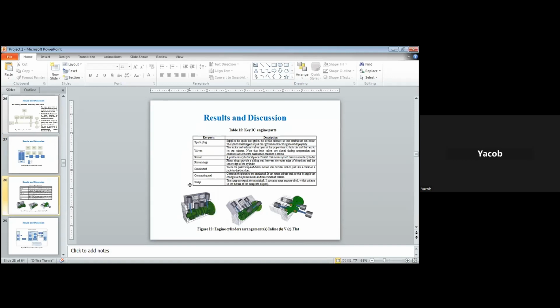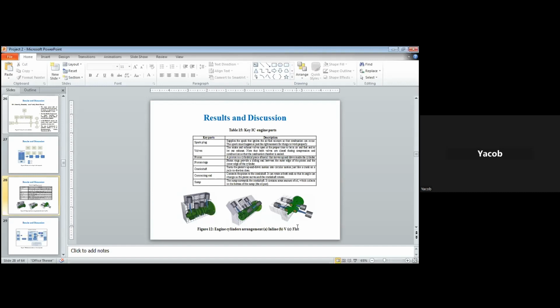So, as mentioned, the main component is the IC engine. Then we have the spark plugs, the valve, the piston ring, and the crankshaft connected together. This can be arranged in different ways. Then we have the inline type, the flat type, or the V type. With this type of arrangement, the engine works.